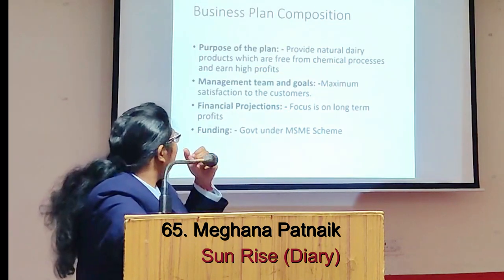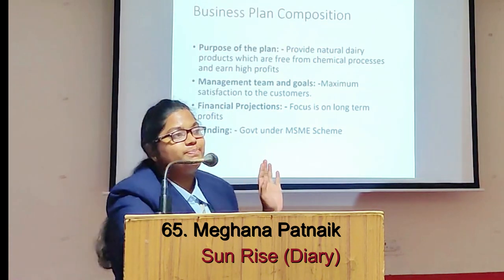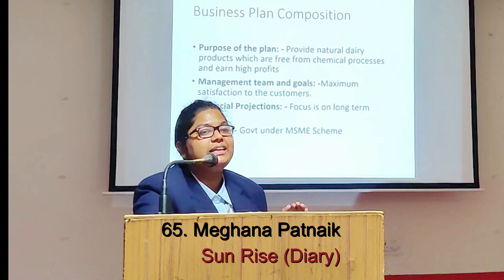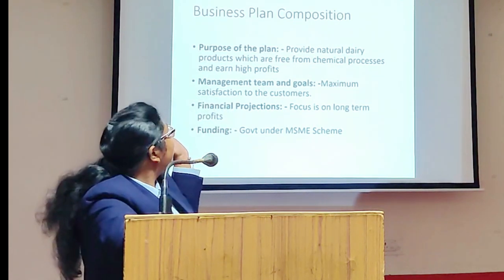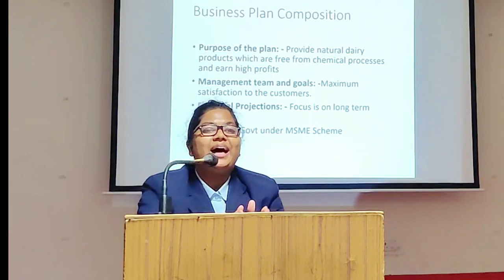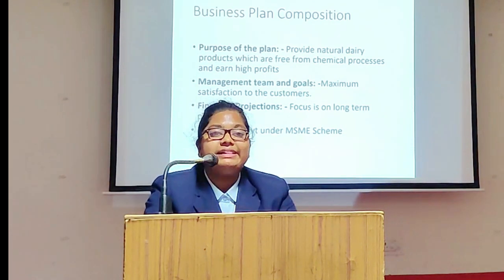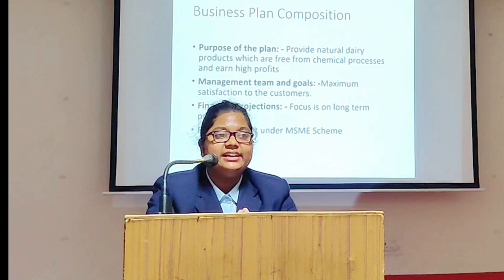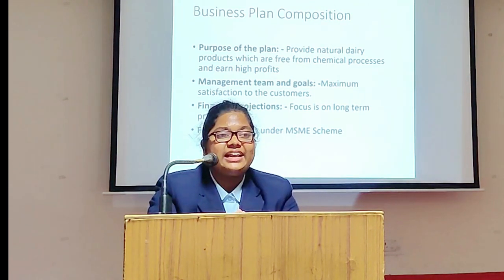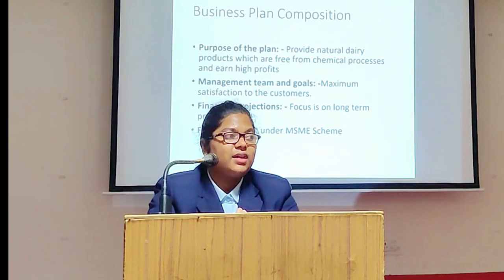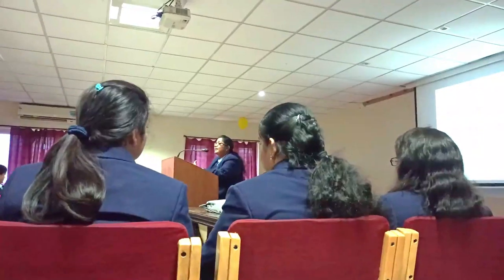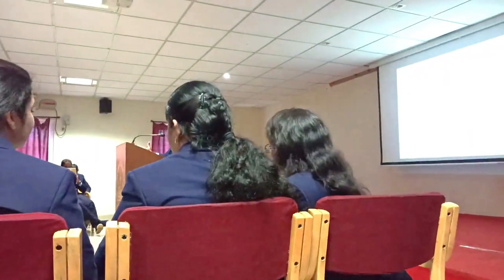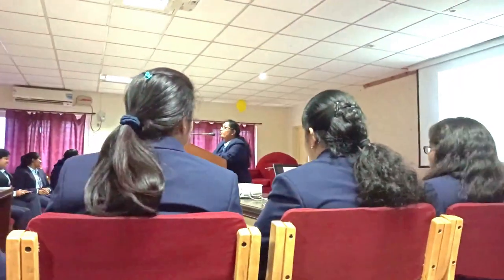Next. So this is the business plan composition. It consists of four elements. One is, as you can see, the purpose of the plan. The purpose of the plan is providing healthy and natural sources of milk products. Nowadays, most of us are relying on tetra packs, which are chemically processed. So I want to avoid this.